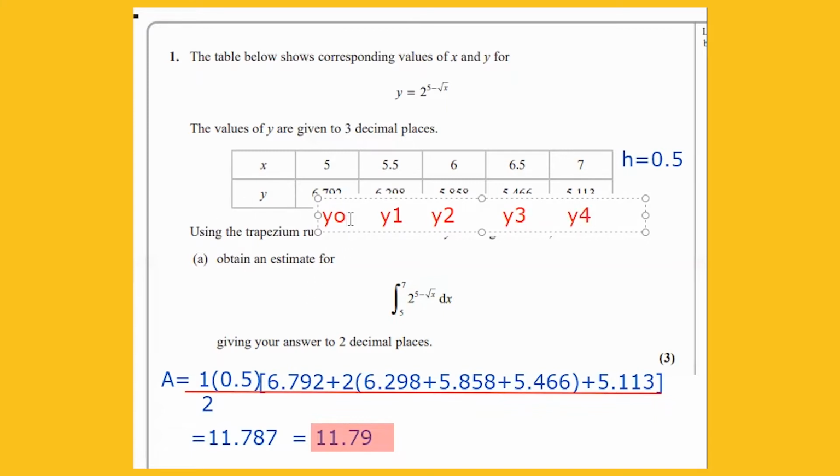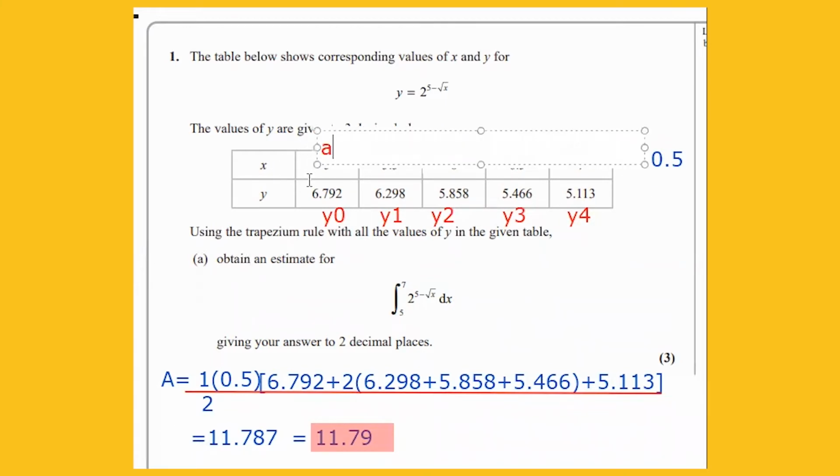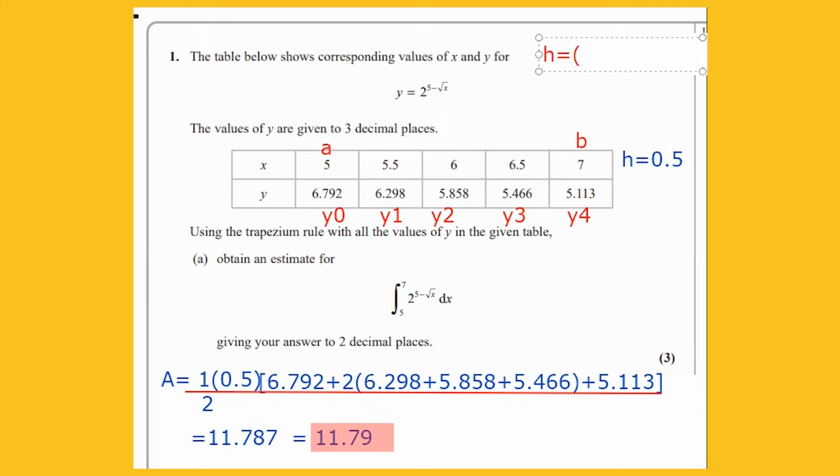Now, let's take a recap of the trapezium rule. We have found out that h is equal to, basically, if we say that A is 5 and B is 7, then h is going to be equal to, according to our rule, B minus A over N, where N is the number of strips. Now, we can see that A is equal to 5 and B is equal to 7, and the number of strips is going to be 1, 2, 3, 4. So here I can say that N is equal to 4.